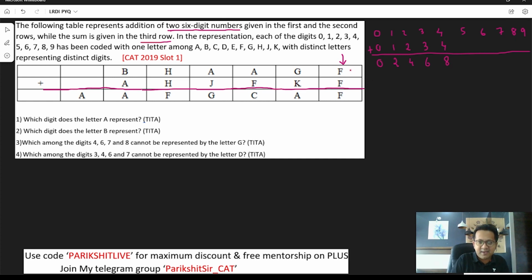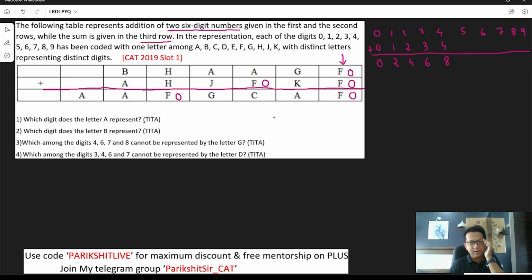So can I say F must be 0? F must be 0. So 0 plus 0 gives you a 0. Anywhere you have an F, all the F's that you see, you can denote it by 0. So remember, F is 0 and no other digit can be 0 now because every digit is represented by a unique character, right? Okay. Now what else do you know? You have a 0 out here as well, an F.